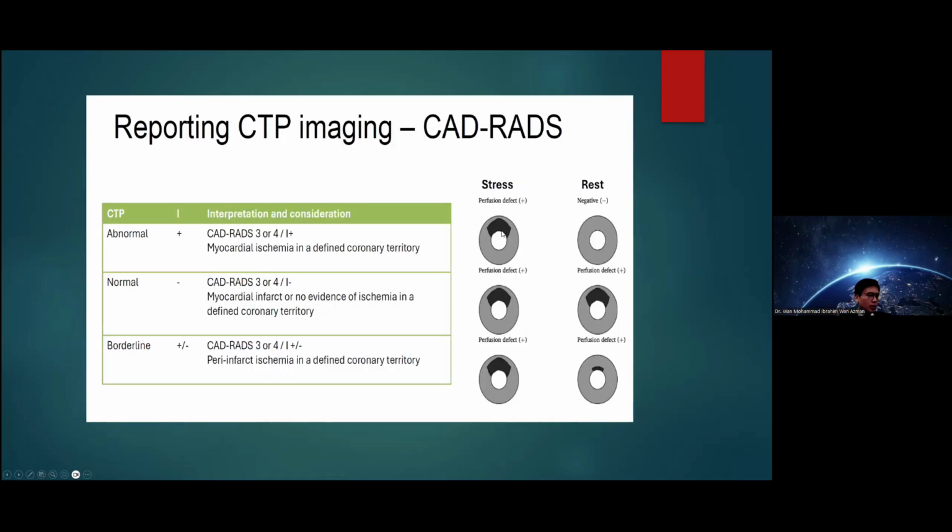Basically, if a patient has reversible ischemia, you give a CAD-RADS score with I positive. However, if there's no ischemia, you give I negative. For peri-infarct ischemia, you give I borderline.